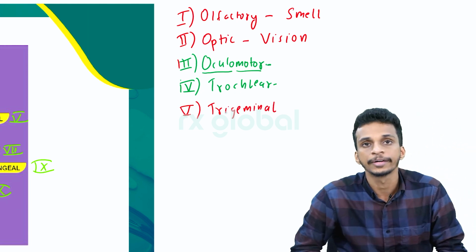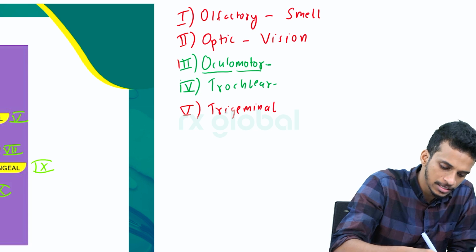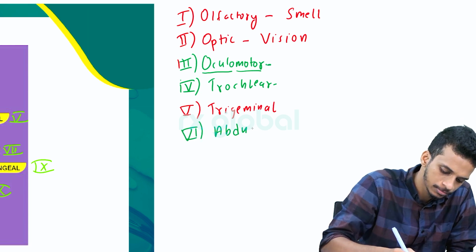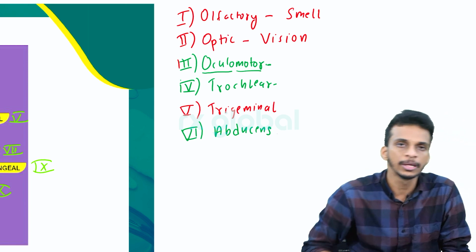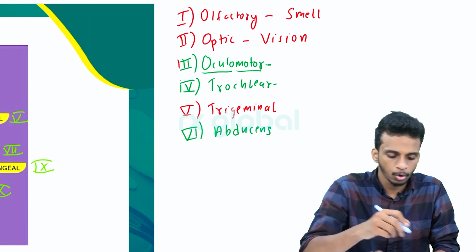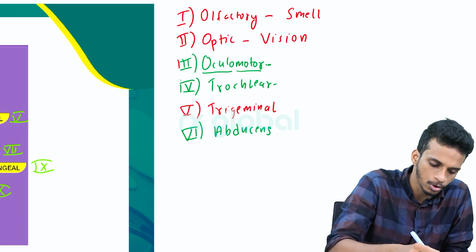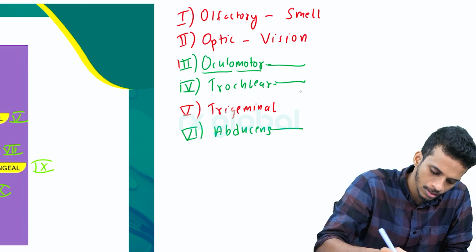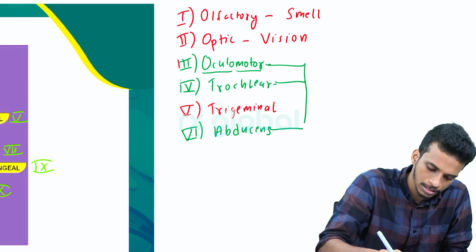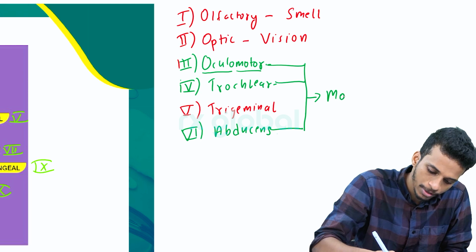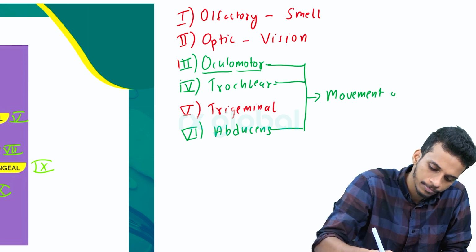Fifth one is called the trigeminal nerve. Sixth one is called the abducens. Now, I have written three cranial nerves in a different color: oculomotor, trochlear, and abducens. It's because all those three carry the same function. These three, not trigeminal, okay? These three cranial nerves carry the same function, and that function is movement of the eye.